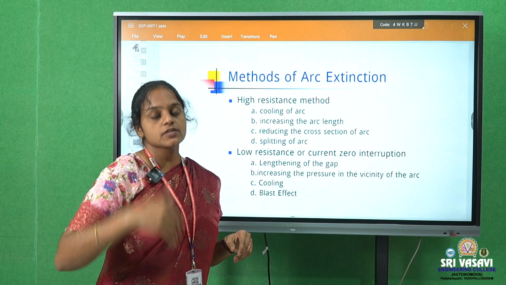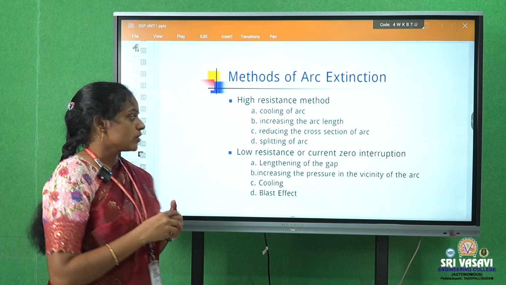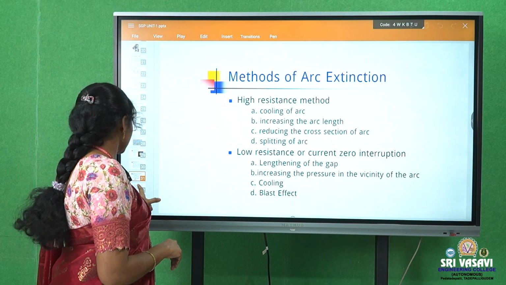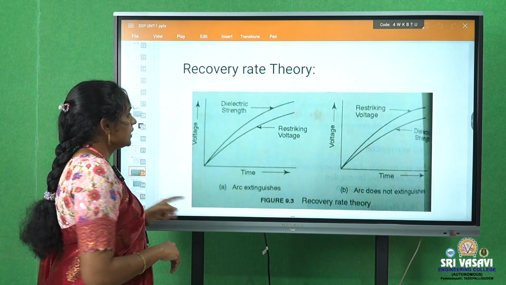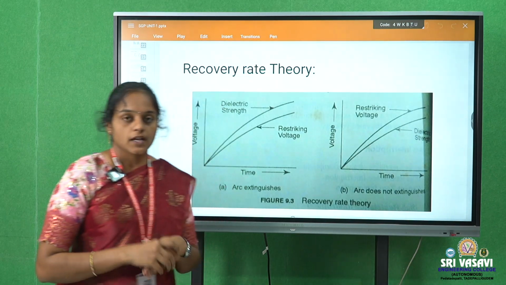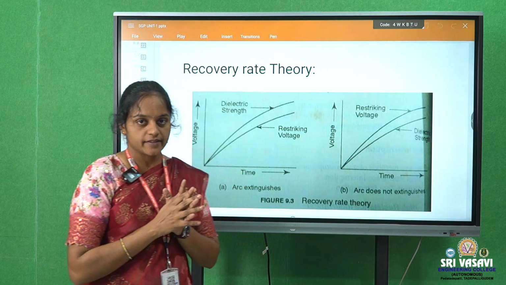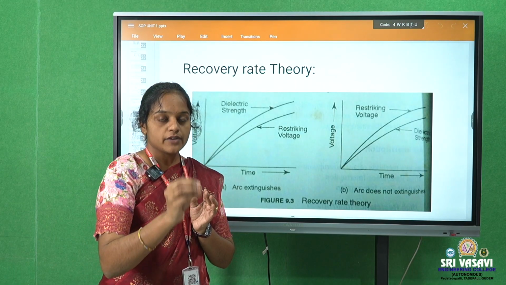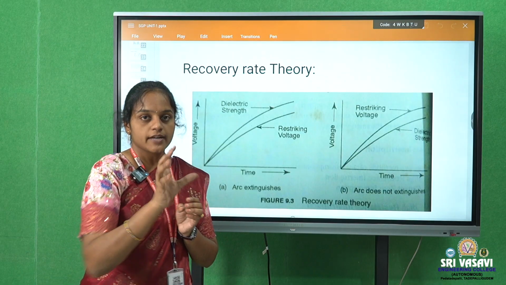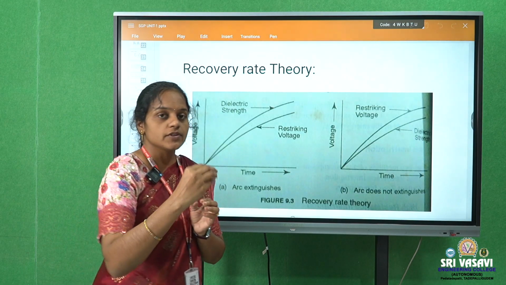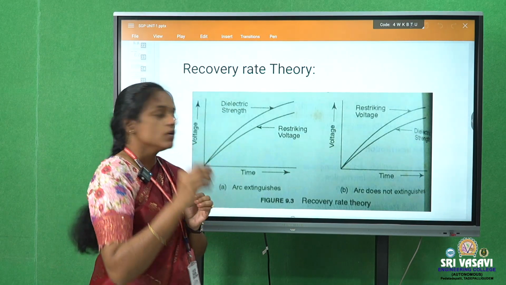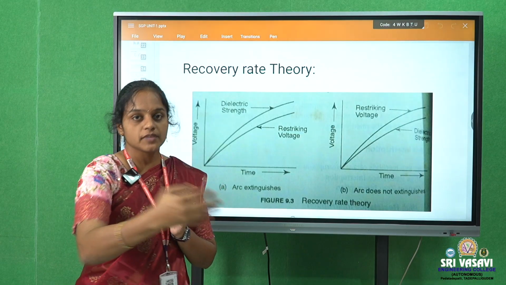For high voltage applications or for high current, we will use this low resistance or current zero interruption. In current zero interruption, there are two methods. One is the recovery rate theory and the second one is the energy balance theory. In the recovery rate theory, whenever an arc is placed between the two contacts, there is a combination of electrons and ions present between the fixed contact and moving contact. We have to extinguish the arc by splitting the arc, removing the ions and electrons from the medium.